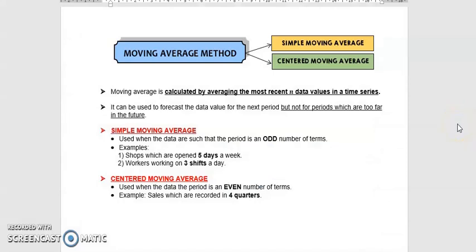Okay, that's how we determine when to use simple and when to use centered moving average. So again, I summarize here. We use simple when the period of time is an odd number and centered when the period of time is an even number.